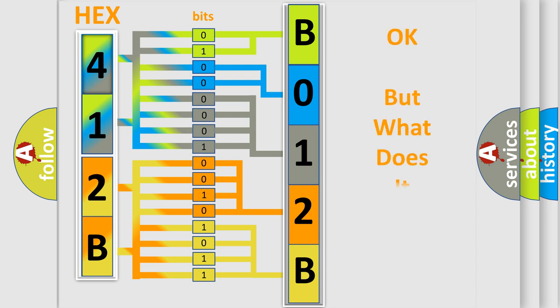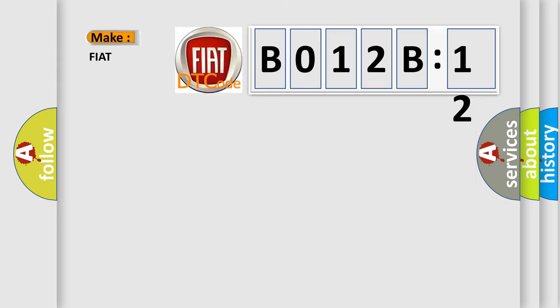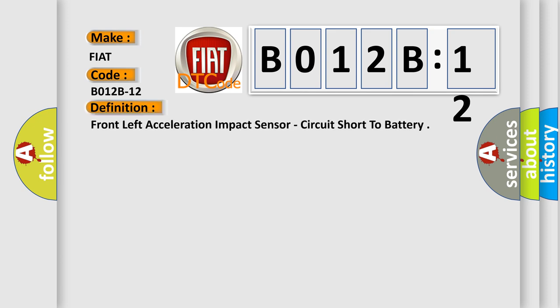The number itself does not make sense to us if we cannot assign information to what it actually expresses. So, what does the diagnostic trouble code B012B12 specifically interpret for FIAT car manufacturers? The basic definition is: front left acceleration impact sensor, circuit short to battery.